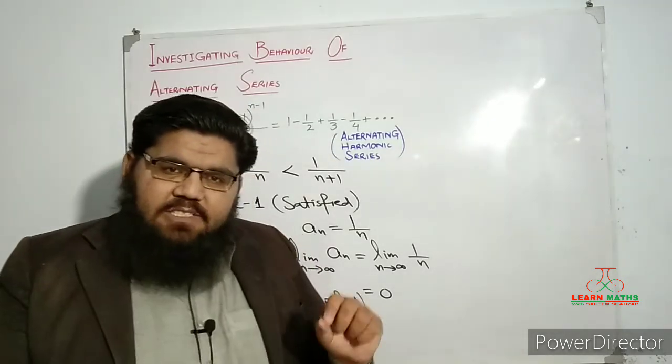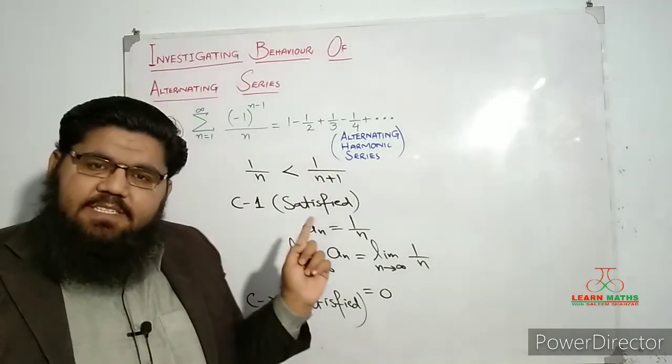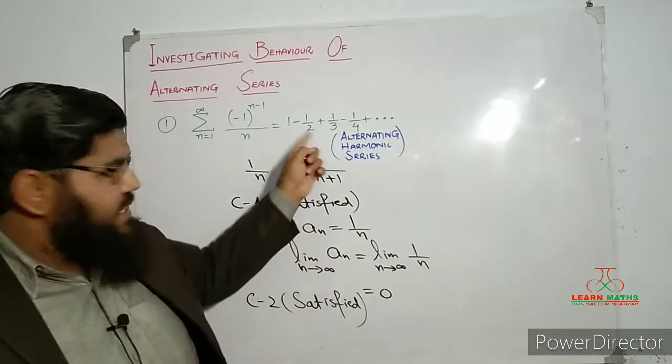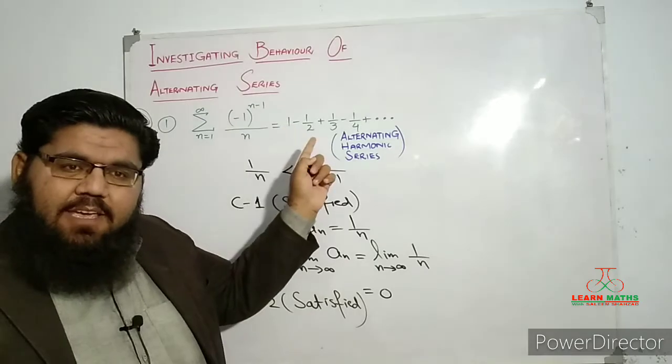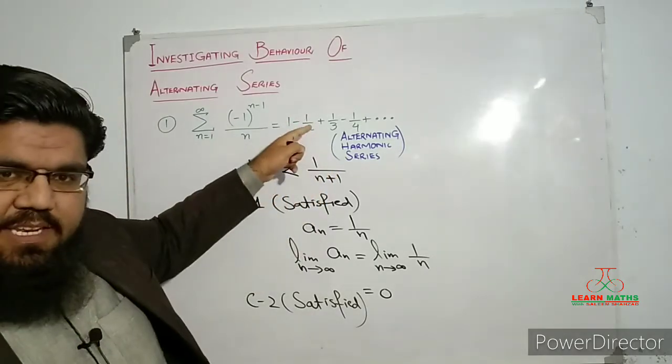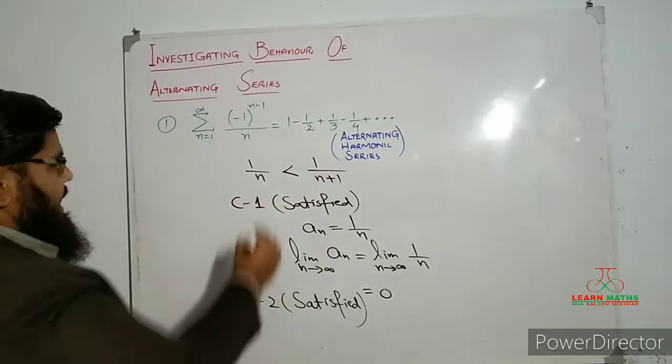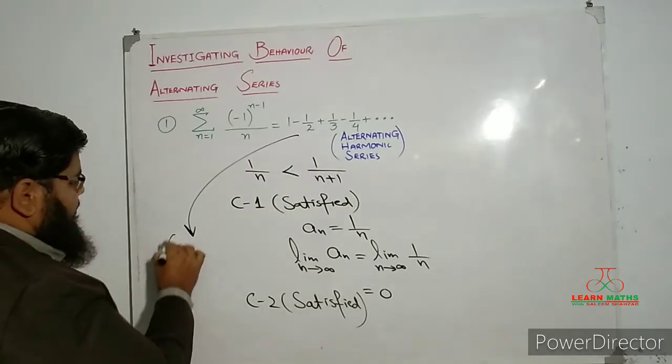As both conditions of the alternating series test are satisfied by this series, finally we can conclude that the given series, I'm talking about this one, is actually convergent.